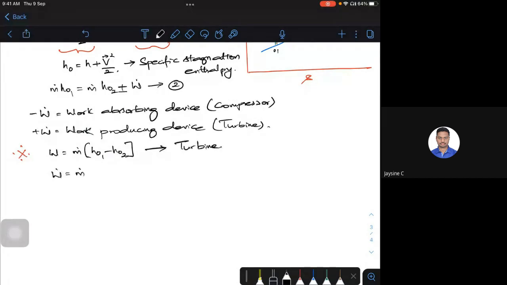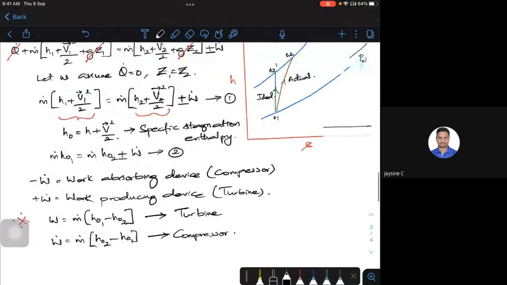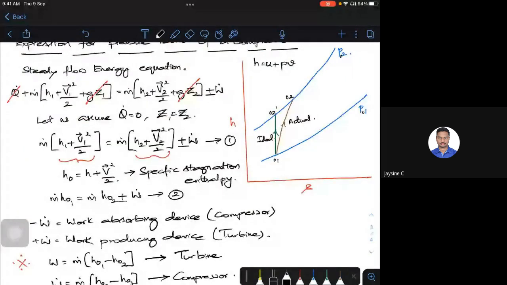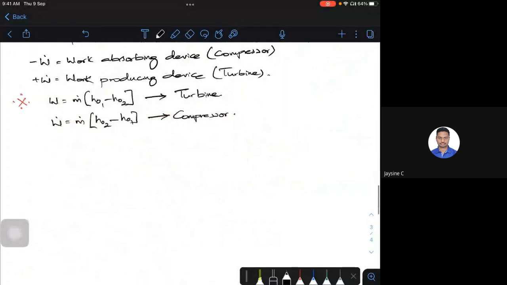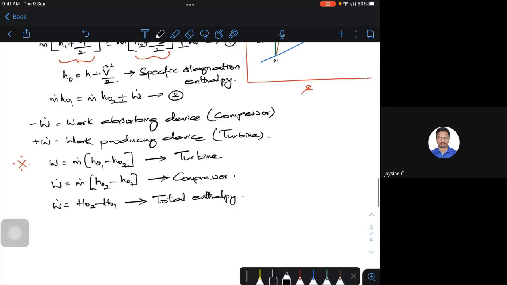Now here I am trying to increase it, so this I can write as H02 minus H01. This is for a compressor. Why is it so? If you observe here, my enthalpy at the exit is higher than the enthalpy at the inlet. So m dot into H naught, I can write it as capital H, the total enthalpy. So W naught is equal to H02 minus H01. This is in terms of total enthalpy for that particular compressor. I can call this equation number 3 or whatever it may be.